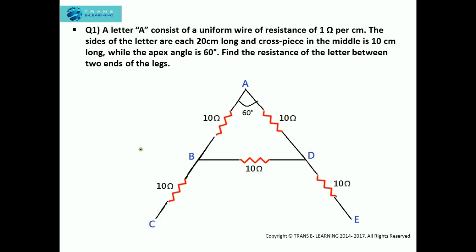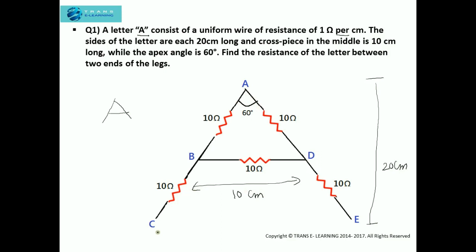The first question. A letter A consists of a uniform wire of resistance of 1 ohm per centimeter. As you can see here, the alphabet A. The sides of the letter are each 20 centimeter long and the cross piece in the middle is 10 centimeter long. So here these wires are 20 centimeter long and this one is 10 centimeter long, with the apex angle 60°. Find the resistance of the letter between two ends of the legs.